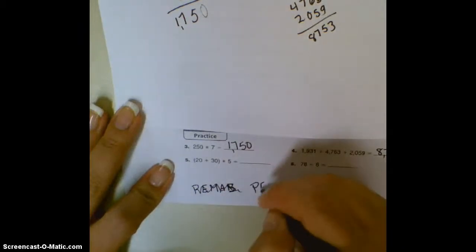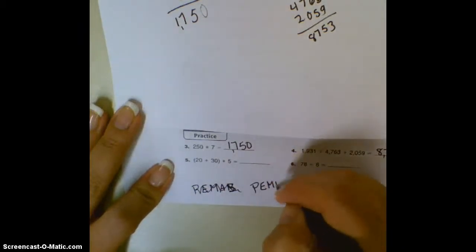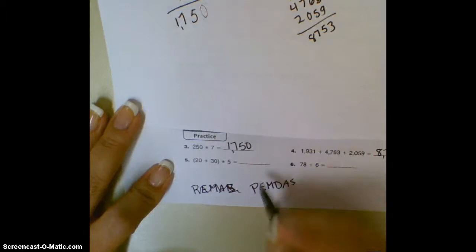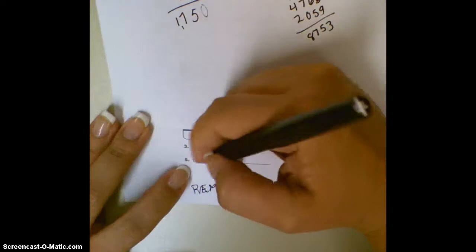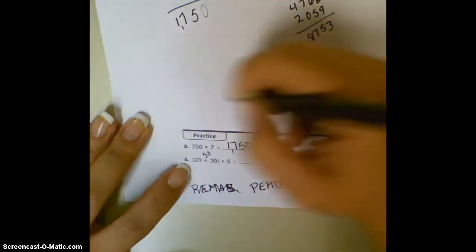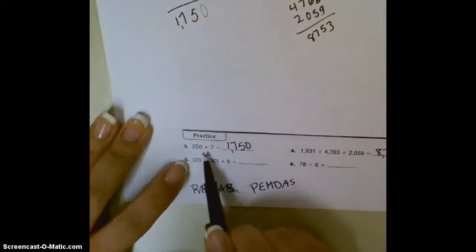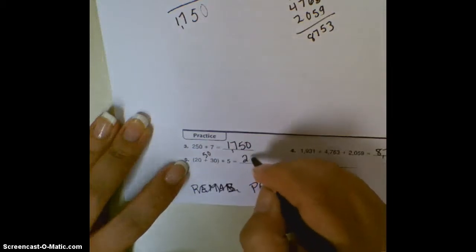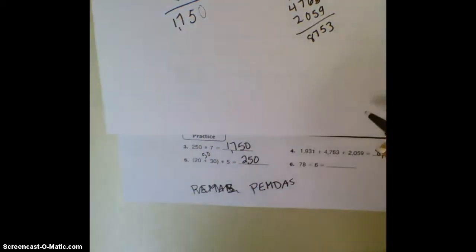Let me try that again. Please excuse my dear Aunt Sally. Parentheses, exponents, multiplication and division, addition, subtraction. So that's our order of operations. Parentheses, let's solve. 20 plus 30 is 50. And then 50 times 5, I bet we can do mentally. 5 times 5 is 25. And add a 0 and we get 250.